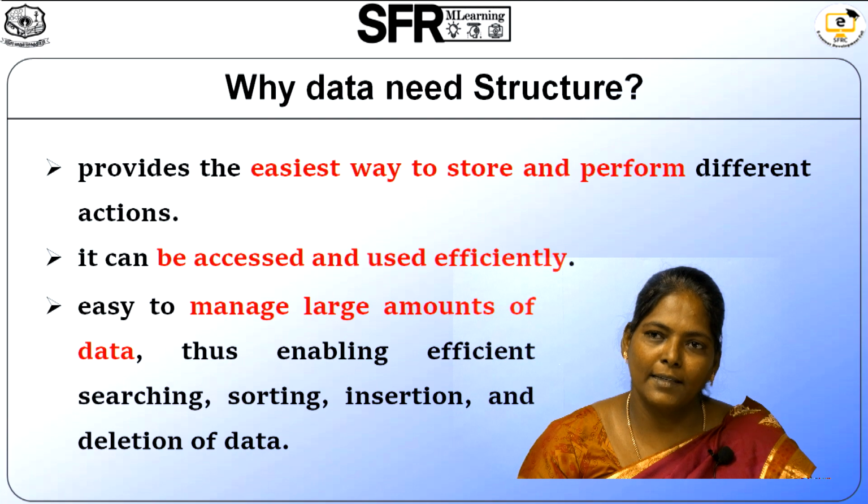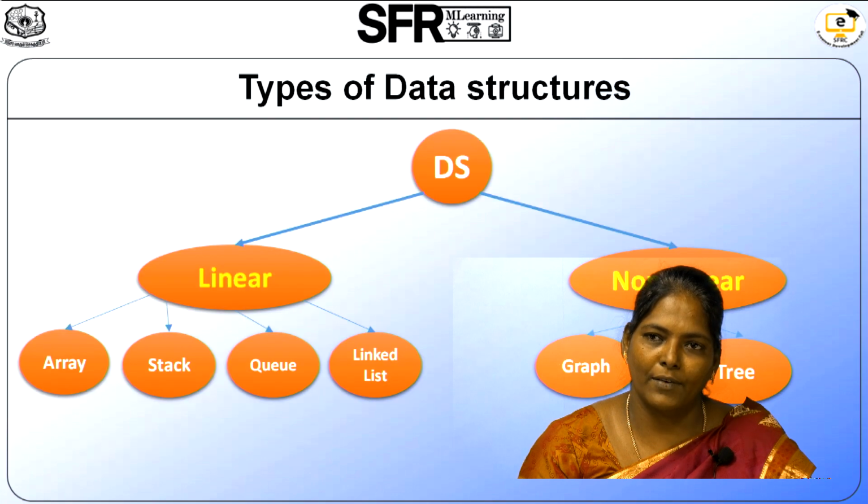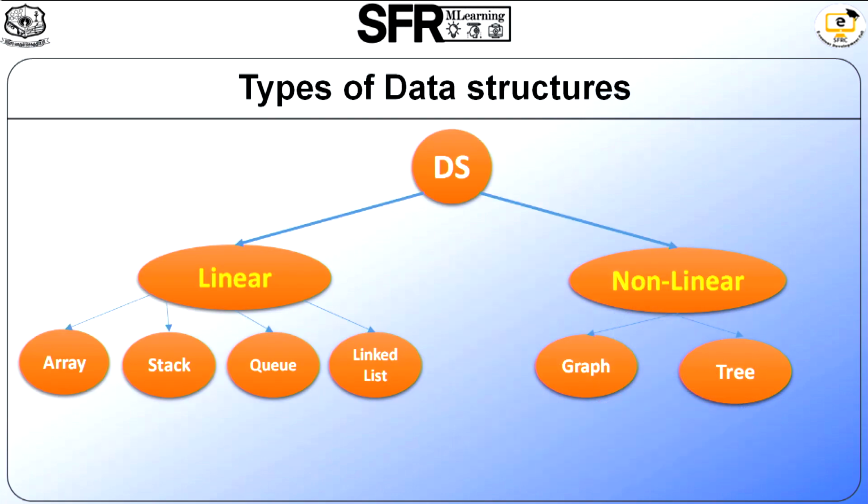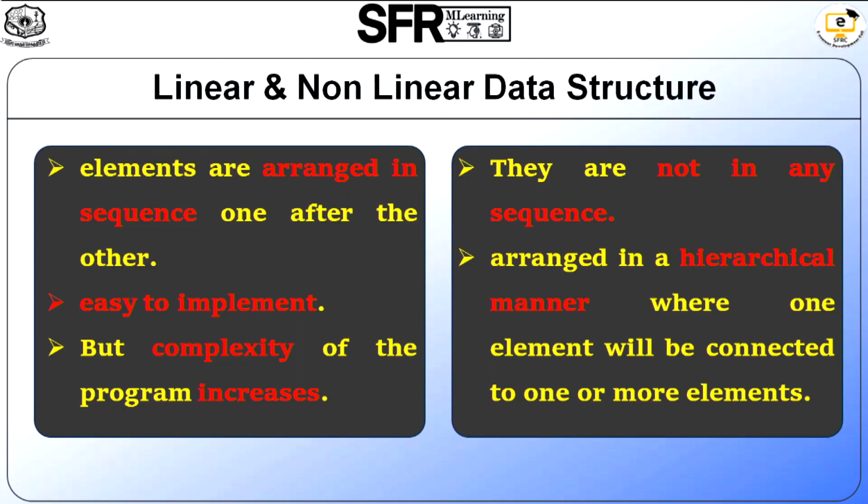So let me see the types of data structure available. So in data structure there are two types, linear and non-linear. Linear data structures are array, stack, queue and linked list. So in non-linear data structure, graph and tree are the most important ones. So in this video, we are going to concentrate on the linear data structures.